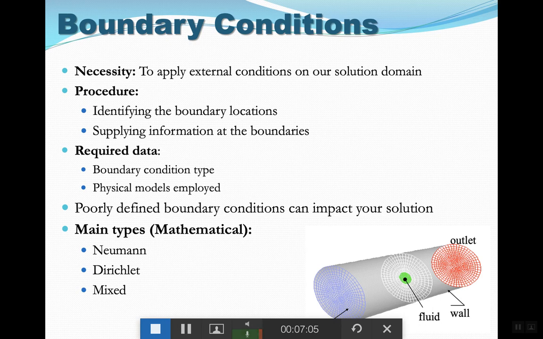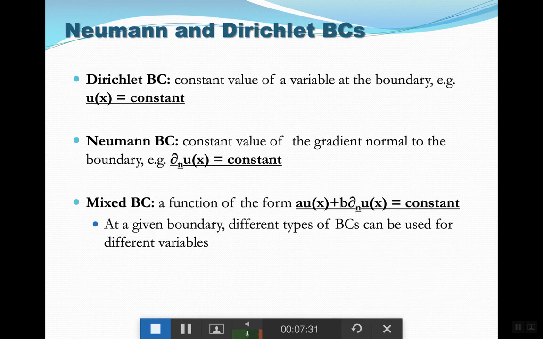They are the same boundary conditions, but we are defining them in two different ways. Number one, we are defining them mathematically. In terms of mathematics, we have three types of boundary conditions: Neumann boundary condition, Dirichlet boundary condition, and mixed boundary condition. Now let's look at them and see what they are.